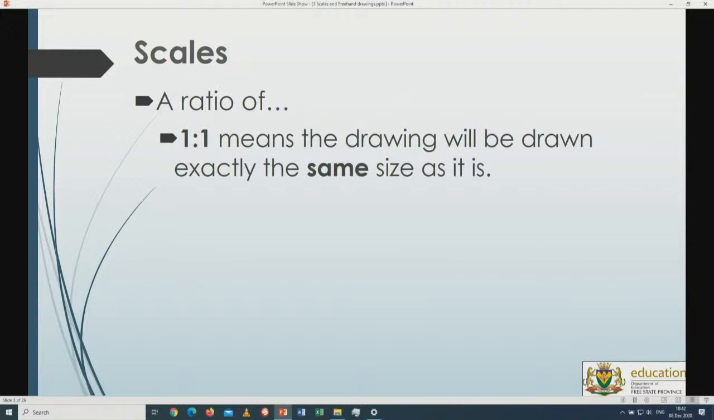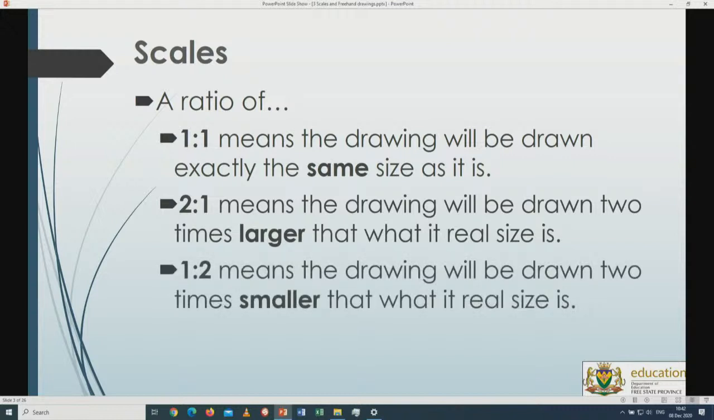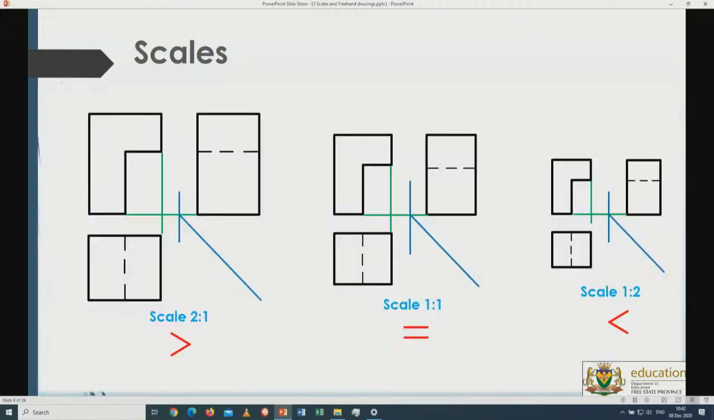Alright, so this is the ratio 1:1. That means it's the same size, if you need to draw a drawing of that part. If you go to 2:1, it means it's 2 times larger than what it is in real life. And if you go to 1:2, it's 2 times smaller than what it is in real life. Alright, so that's what scaling is all about.